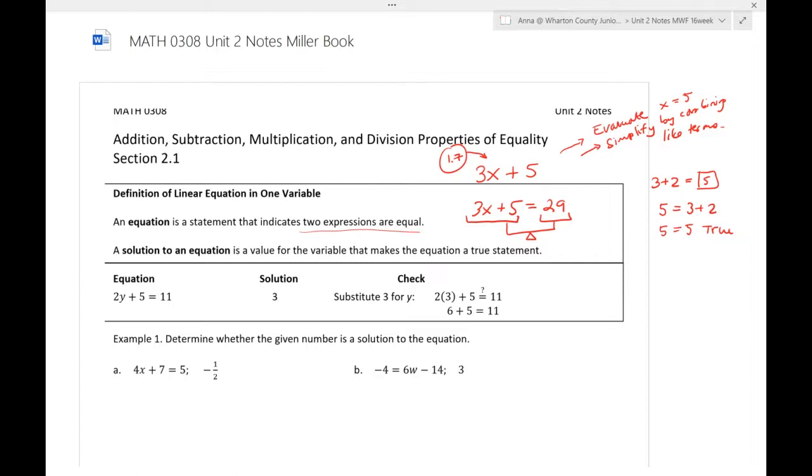A solution to an equation is a value for the variable that makes the equation a true statement. So the first thing that we're going to do is take possible solutions and check to see if each actually is a solution or not.